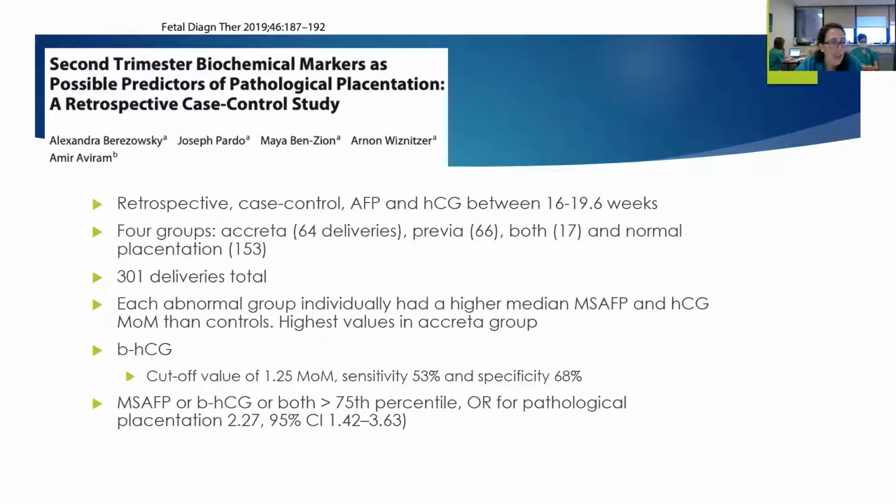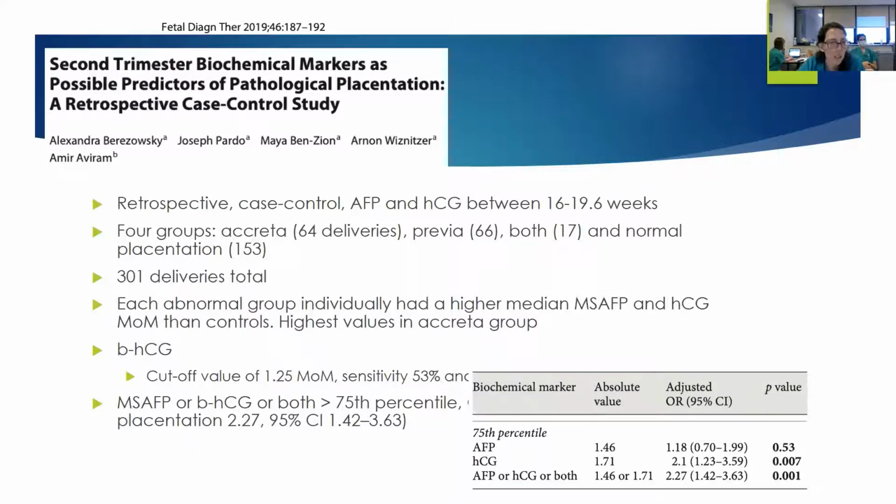They also had a cutoff value of 1.2 MOMs for HCG with a sensitivity of 53% and a specificity of 68% for abnormal placentation. And as you can see in this table, MSAFP or HCG, or if both are elevated more than the 75th percentile, had an odds ratio of 2.2 for abnormal placentation.